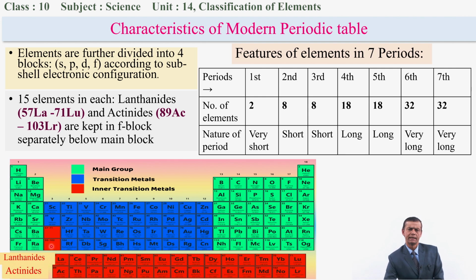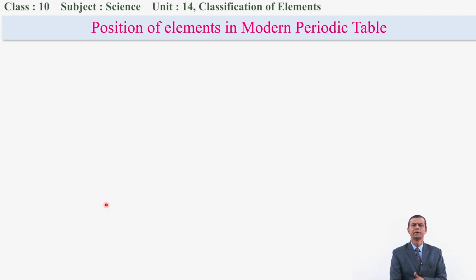Now, this is lanthanides, this is actinides, and these are S block. Look at it. These green color elements are in S block. This blue color element are in D block. Look at it. And red color element are in F block. So, elements are further classified into S, P, D and F according to subcell electronic configuration.